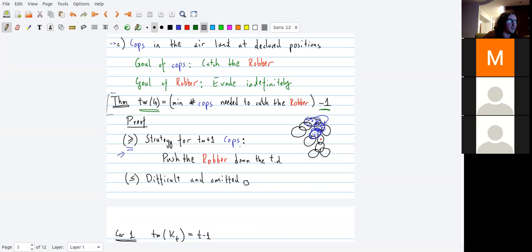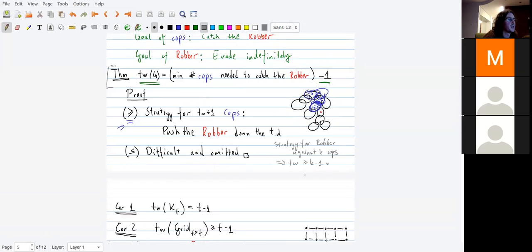Because of how we will use this theorem, observe that it can be used in the following way: if I've got a strategy for a robber against k cops, then this implies that the treewidth must be at least k minus 1. So in order to give a lower bound on treewidth, it suffices to give a strategy for the robber.